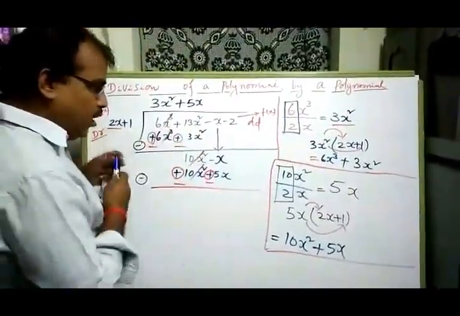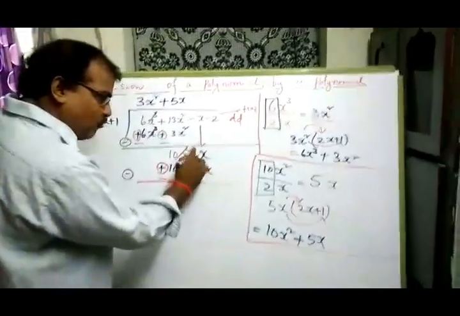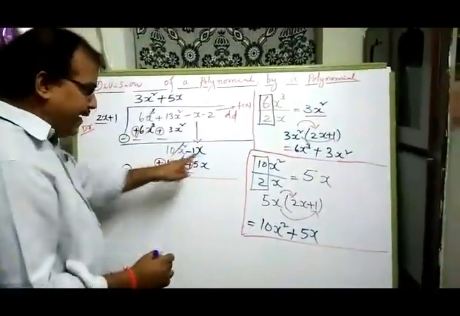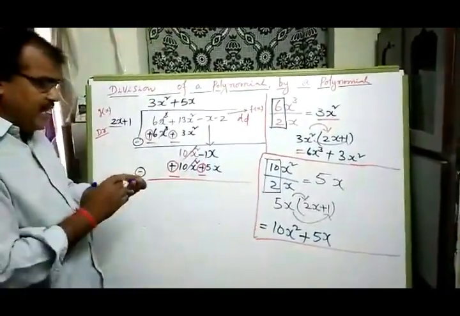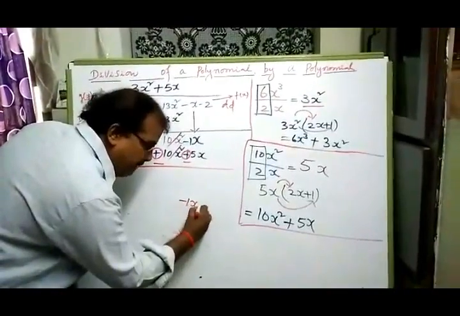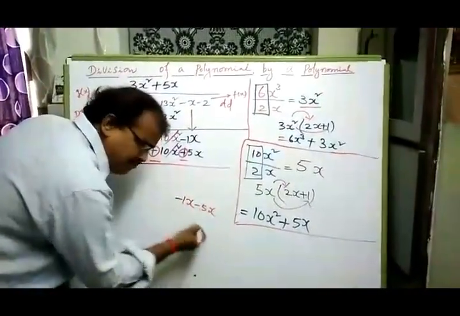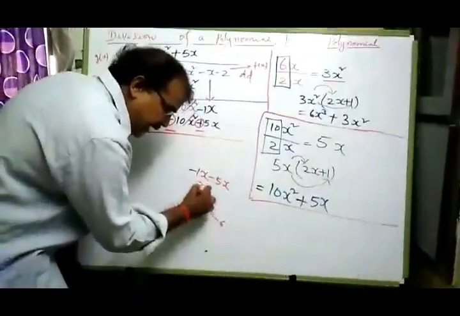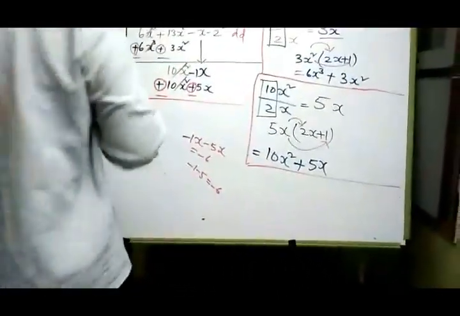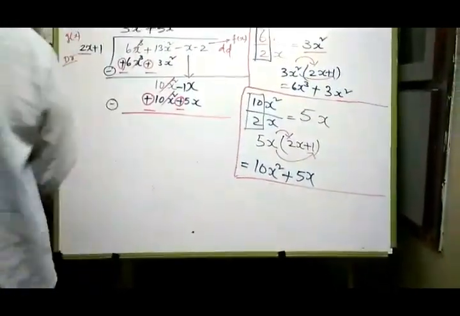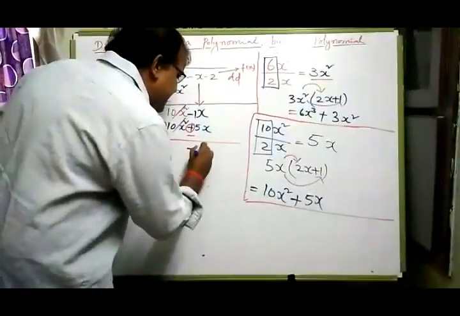What is the coefficient of this x? 1. So minus 1x minus 5x, that is nothing but minus 6x, since minus 1 minus 5 is equal to minus 6. So here I am writing minus 6x.